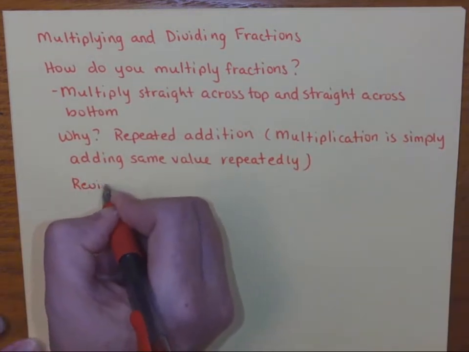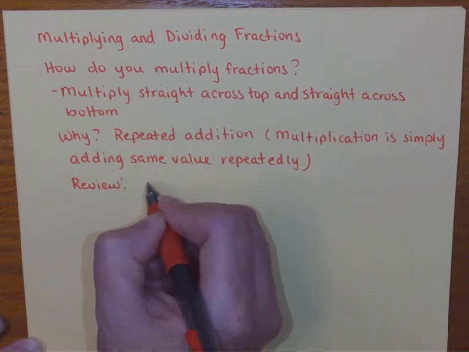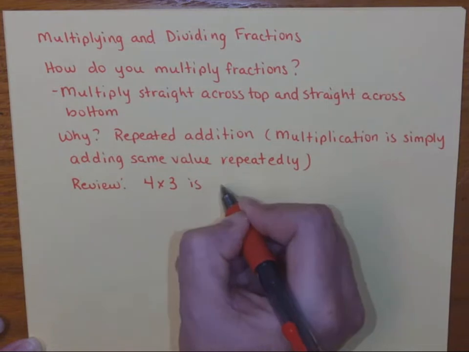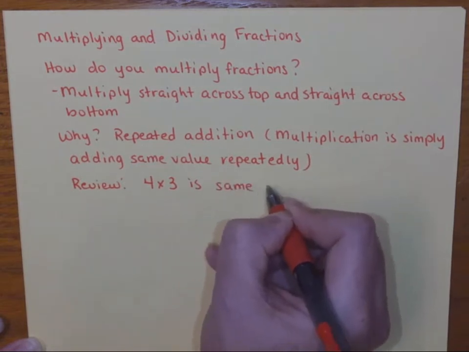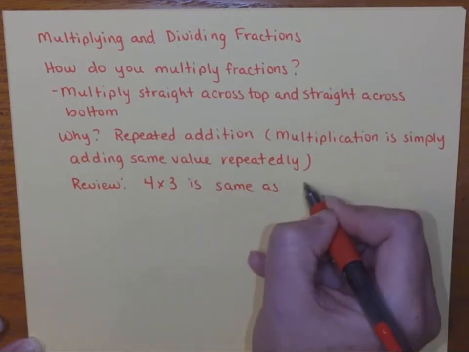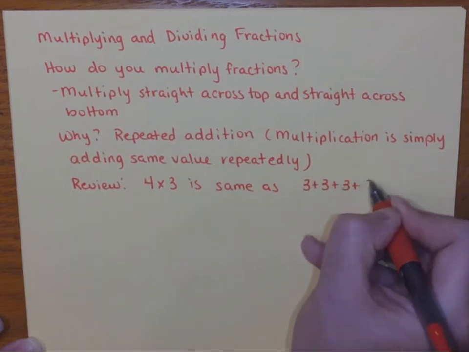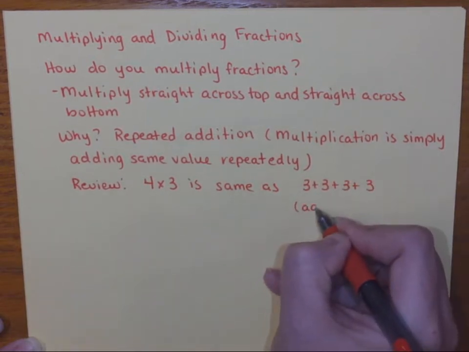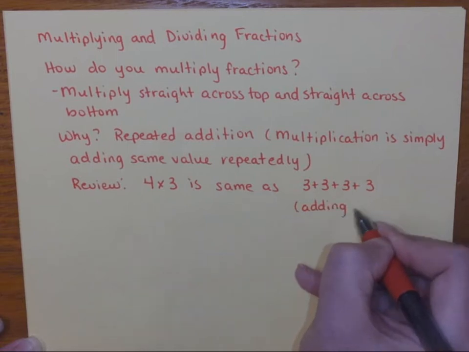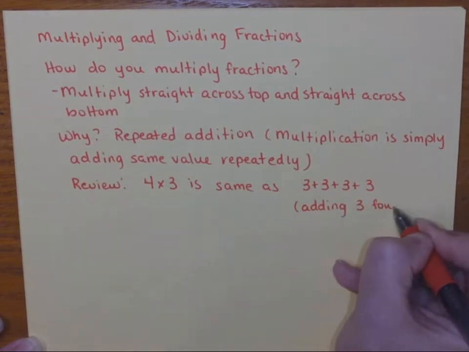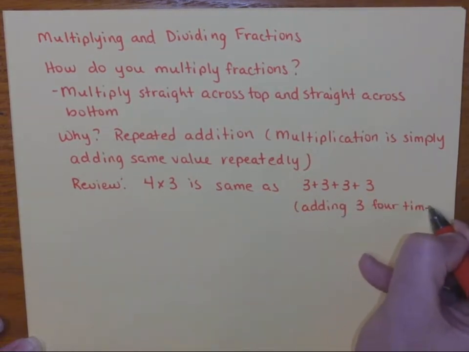Okay, so let's go ahead and jot that review question down. Let's do a different one though. If I say 4 times 3, that is the same as literally 4 3's, right? So 3 plus 3 plus 3 plus 3. It's the same as adding 3 4 times. And of course we know that answer is 12.